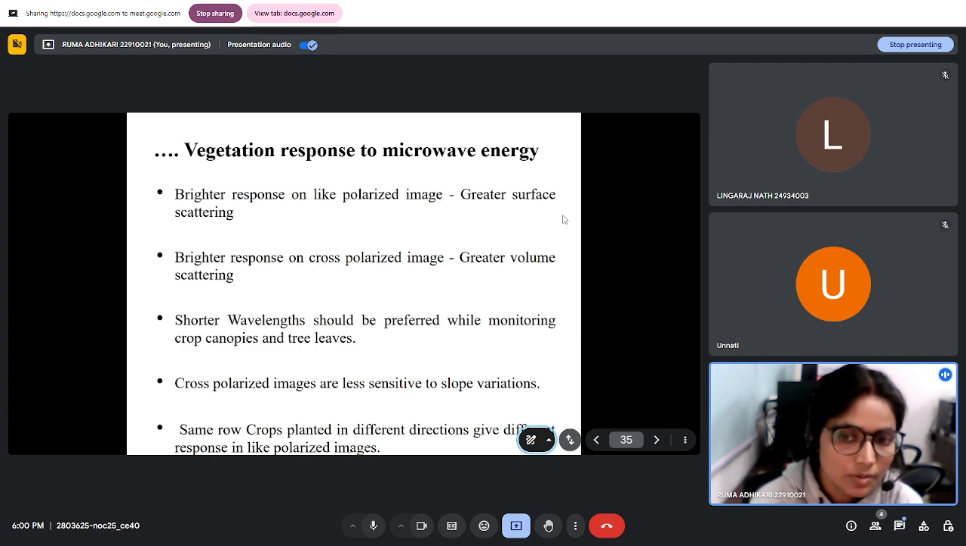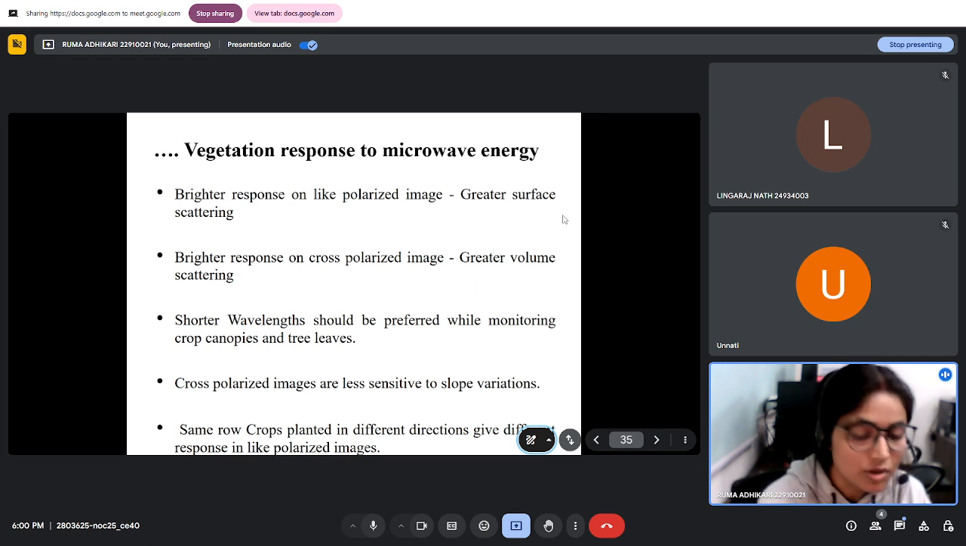Shorter wavelengths should be preferred while monitoring crop canopies and tree leaves, because we already studied that wavelength should be compatible or similar to our target of interest. The crop canopies or tree leaves have very small size, so shorter wavelengths. Cross polarized images are less sensitive to slow variations, and the same row crop planted in different directions gives different response in like polarized images.